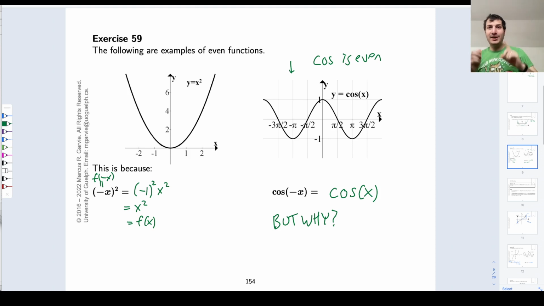Okay, so in this video, I'm going to answer the question, but why? But why what? But why is cosine an even function? But why is cosine even? Cosine being even means that the cosine of minus x equals the cosine of x.